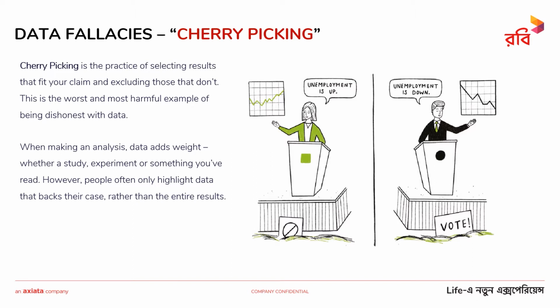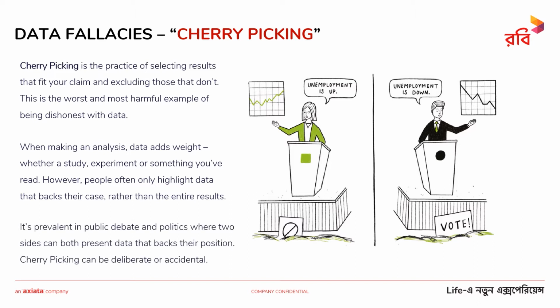However, people often only highlight the data that backs their case rather than the entire results. It's mostly prevalent in public debate and politics, where two sides can both present data that backs their position. Cherry picking is usually deliberate, but sometimes can be accidental as well.